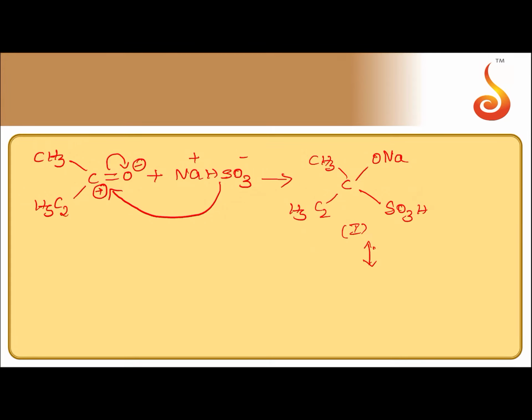But in this compound, proton transfer takes place to form a more stable final product. So what will I get here? CH3, C, OH, SO3Na and C2H5. So here also, this is a chiral center. So the product formed is a racemic mixture.